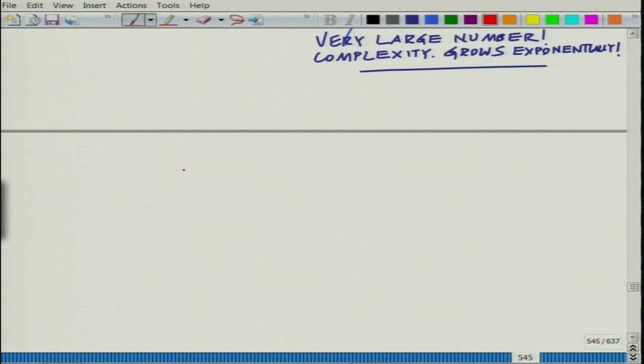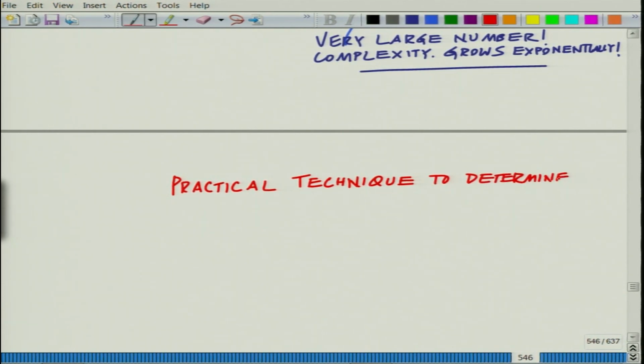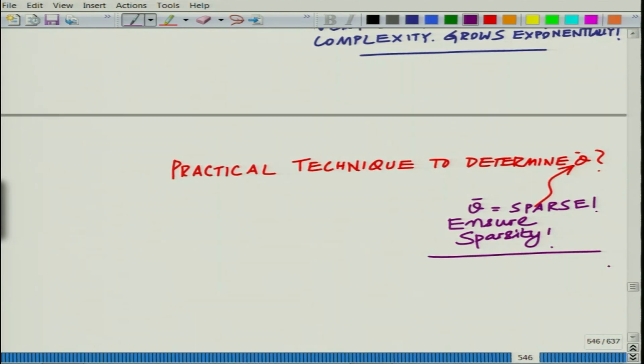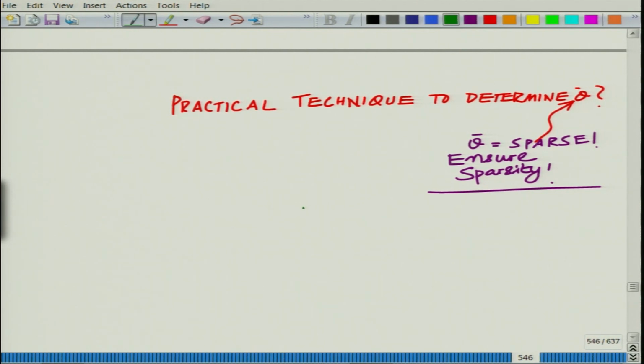So, what then is a practical technique? We want to determine theta bar such that theta bar is sparse. That is, you have to ensure sparsity. This can also be stated as follows: if you look at this theta bar, one can determine what is known as the L0 norm of theta bar.